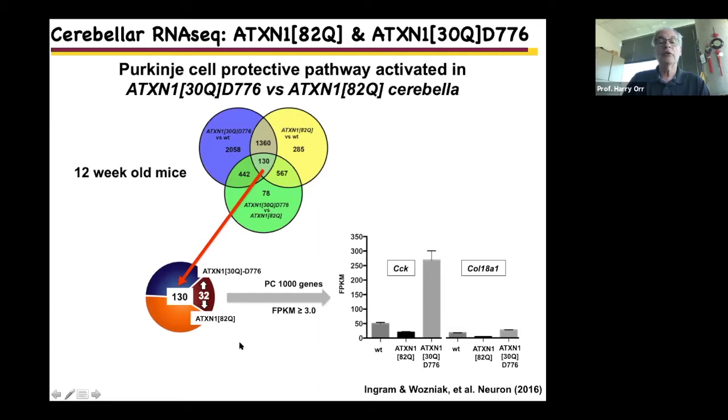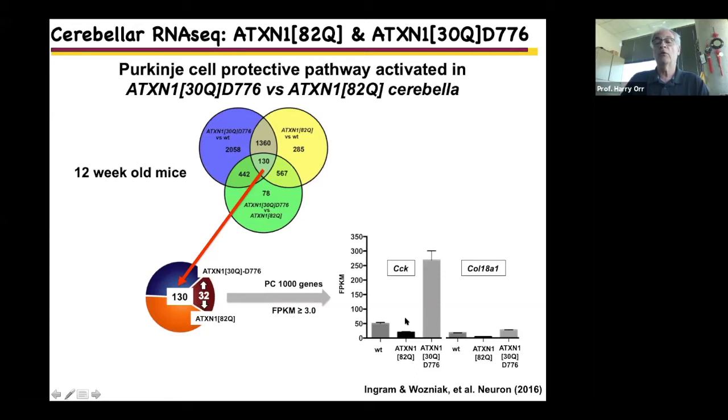And what we focused on were those genes that were up in the 32Q mice with the D776 compared to those that were down in the ataxin-1 82Q. So the hypothesis is we've activated a protective pathway and we should see enhanced expression of key genes in this pathway. We went through this set of 32 genes and picked out those that were Purkinje cell specific and had a reasonable level of expression.